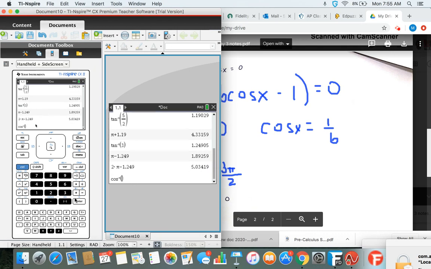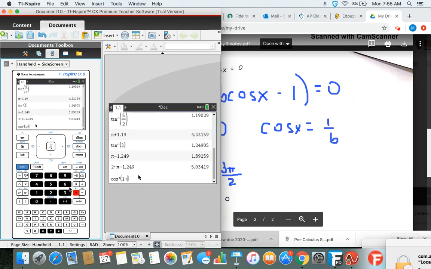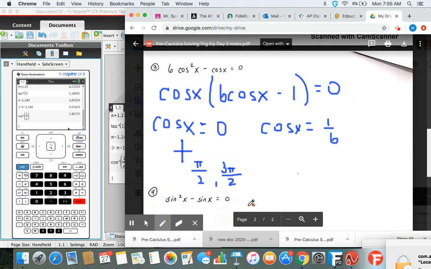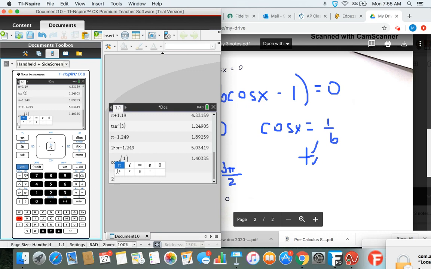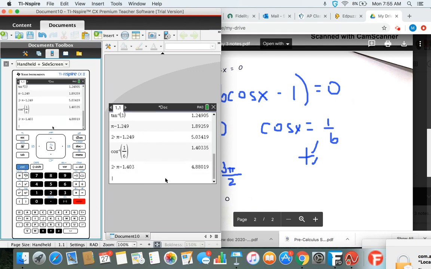Inverse cosine of 1/6. All right, now x is positive here, right? So we are in quadrant 1. Our reference angle will be an answer, as will the angle that's in quadrant 4. So this value of 1.403, as well as 2 pi minus our reference angle, they will both be our answers. Okay.